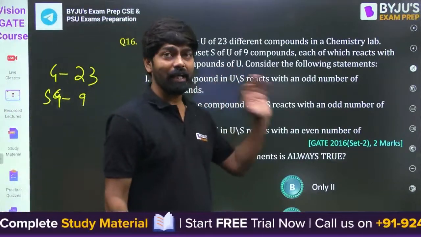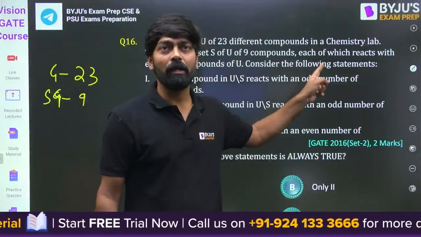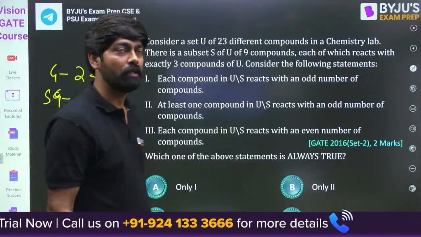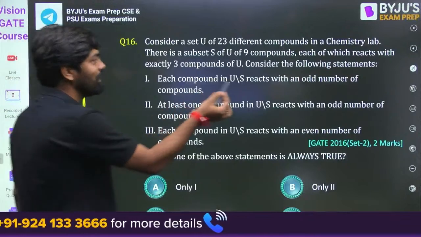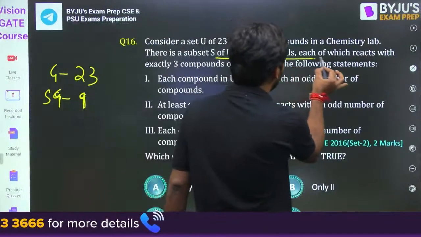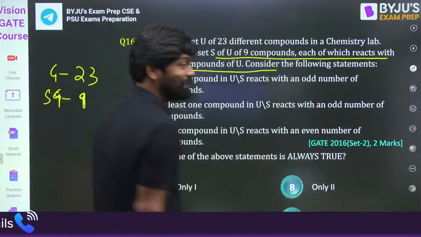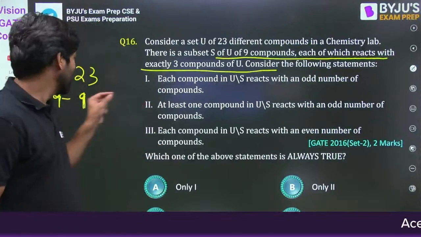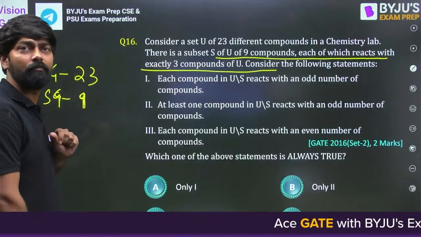And they are also telling that in the subgraph, where the number of vertices is 9, each has degree 3. So in the subgraph, all 9 vertices have degree 3. They have written it clearly: the 9 compounds, each of which reacts with exactly 3 compounds of U. It means each is connected with 3 edges. Means on every vertex 3 edges will be incident, so the degree will be 3.